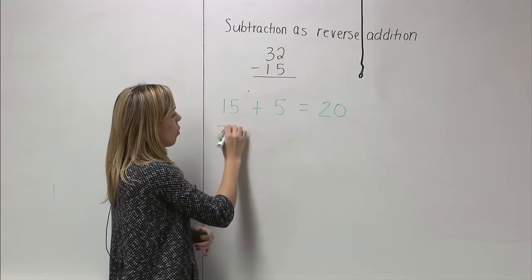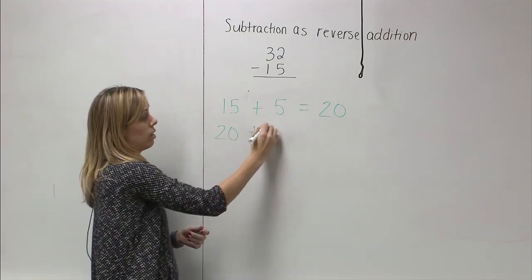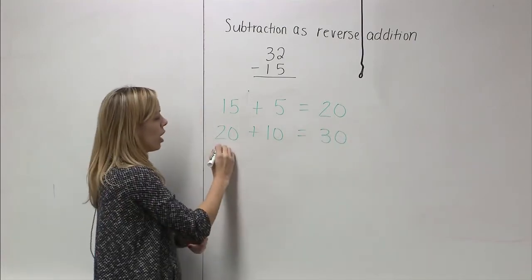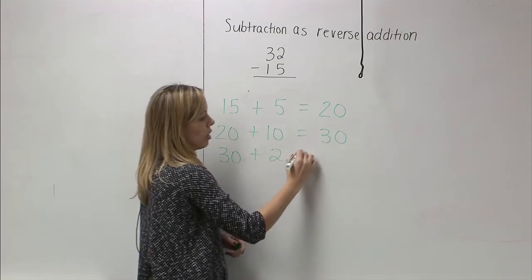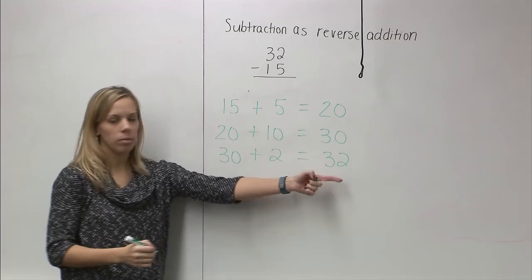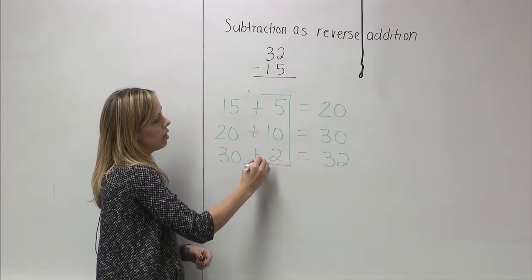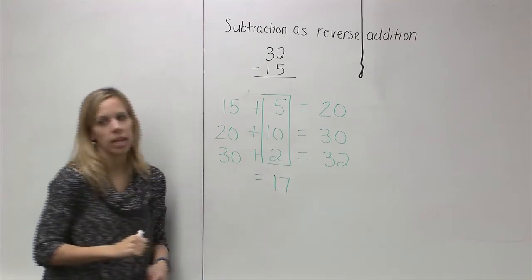So now I'm at 20, and I know that to get to 30, I can just add 10. So now I'm at 30. Well, to get from 30 to 32 is really easy. I just add 2. So now I'm to the answer I want, and so everything I added on is my answer.